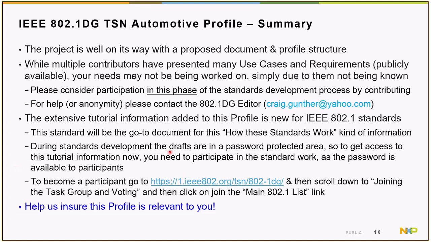And during standard development, the drafts are in a password protected area. I mentioned that before. So to get access to this tutorial information now, you need to participate in the standards work, as the password is available to participants. To become a participant, here's a link to the DG page. Then scroll down to joining the task group and voting, and then click on the join main 802.1 list link. And then through that process, you will have access.